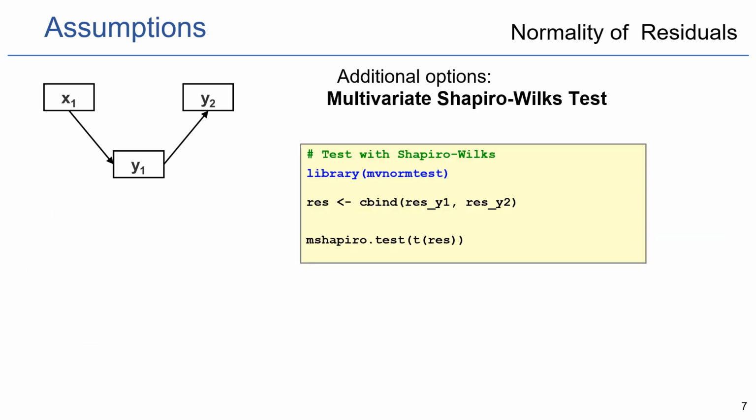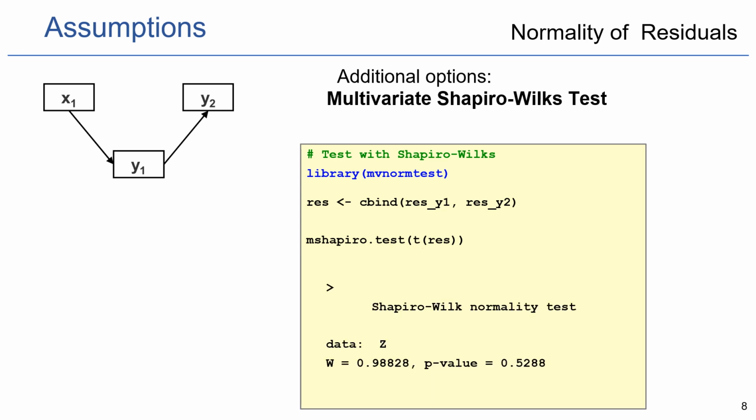Another additional option is to use the multivariate Shapiro-Wilk test. For this, we can use the package MVN. And first we have to cbind the case-wise residuals, which we have calculated already. And then we can use the mshapiro.test to these calculated residuals. But also we have to use the t command here in order to transpose the rows and columns.